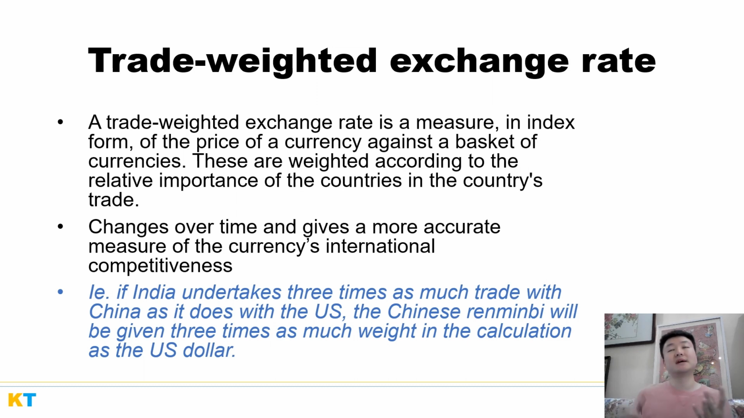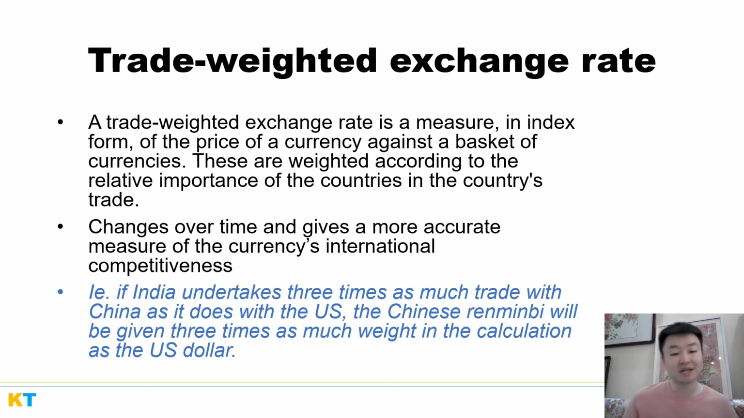What this means is the exchange rate is calculated based on the amount of trade that occurs between different countries. This number changes over time, and it gives a more accurate measure of the currency's international competitiveness, because at the end of the day, we exchange our domestic currency for foreign currencies because we want to make foreign purchases. And if, let's say, 30% of our purchases are made in RMB because we import from China, then our currency should reflect that. And that's what a trade-weighted exchange rate does.